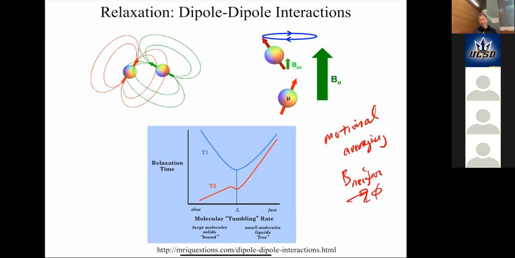You can think about it like you're in a crowded room, and people are speaking really, really fast. All the sounds overlap with each other and you won't really hear anything. You won't be able to pick up any signal. But if people are talking very slowly, you might be able to pick up conversations. So this is what gives you this characteristic dependence of relaxation time on tumbling rate for T2.